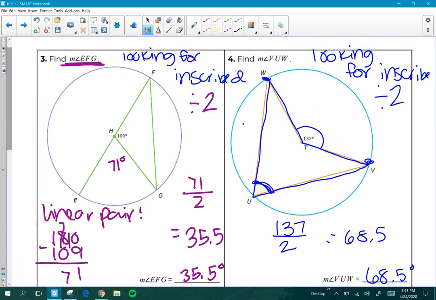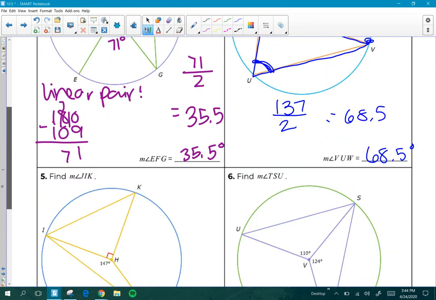So this one, number 4, is kind of the opposite of 1 and 2. You could be asked simple questions like 1, 2, and 4 that we just did. 1 and 2 is going from inscribed to central, so you're multiplying. And then 4 is going from central to inscribed, so you're dividing.